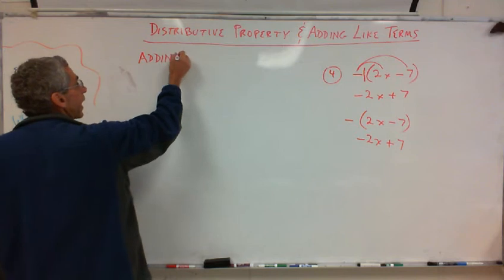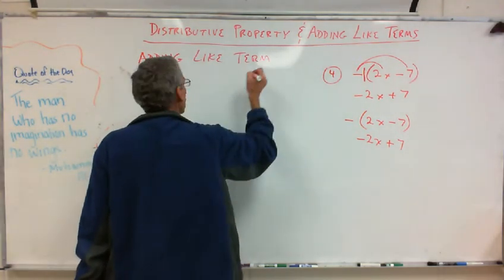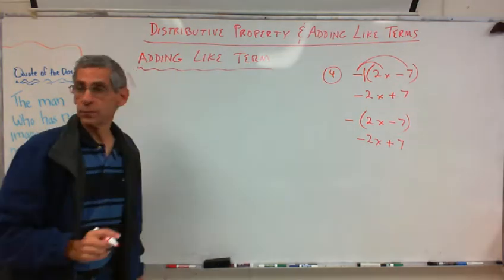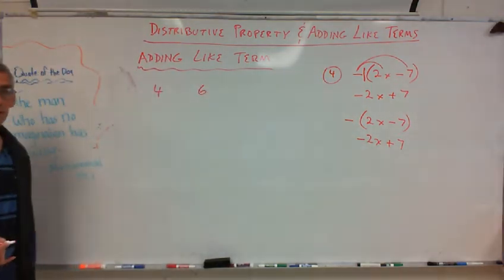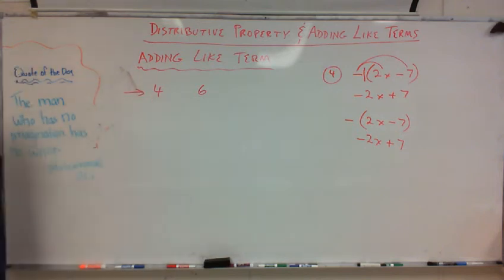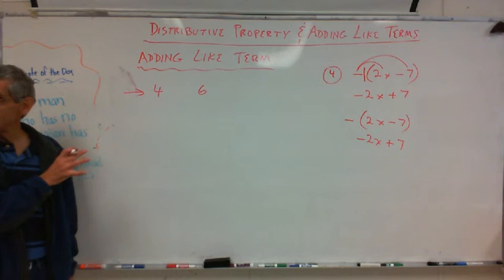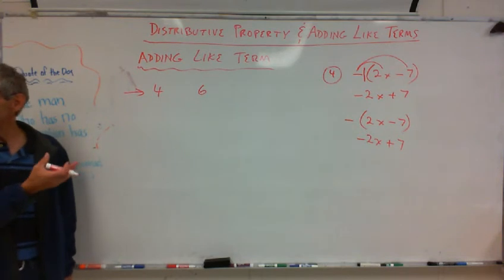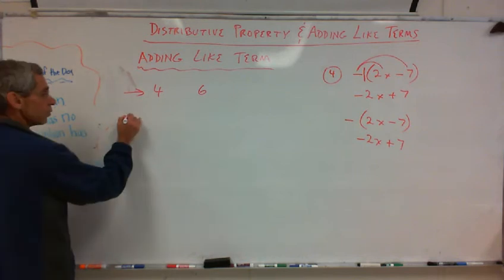So now we're going to talk about adding like terms. First of all, what is a like term? It's really easy. 4 and 6 are like terms. Neither of them has an x, a y, or a z. They're completely just plain constant numbers. So they're like terms. You can add them together: 4 and 6 are 10.